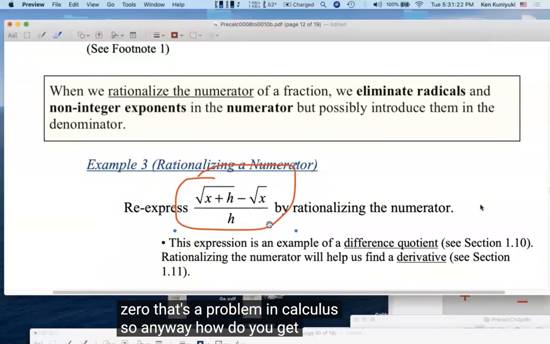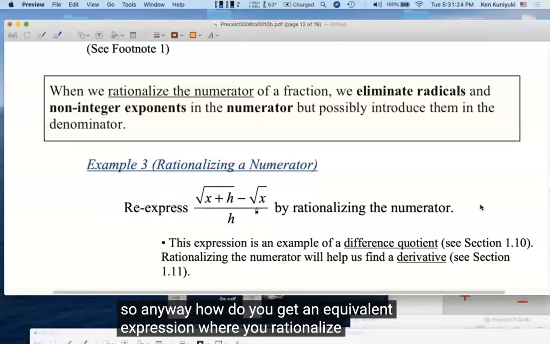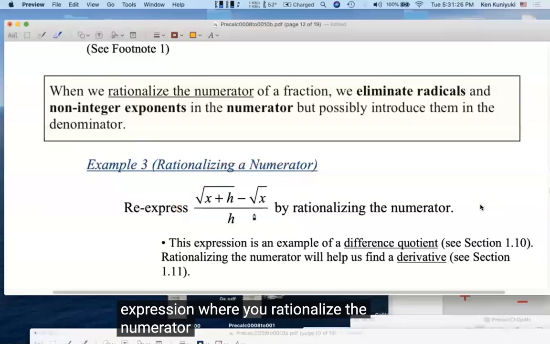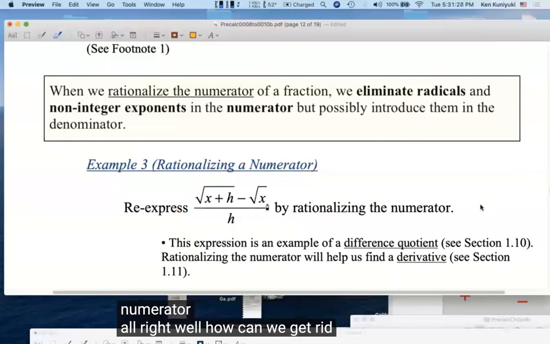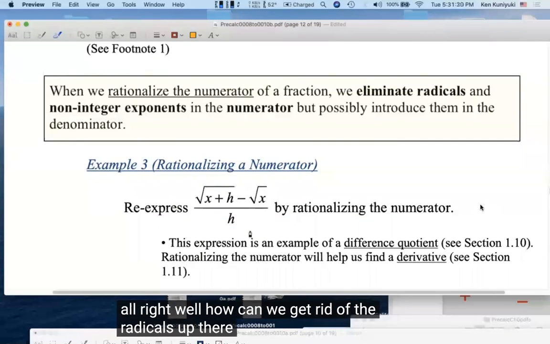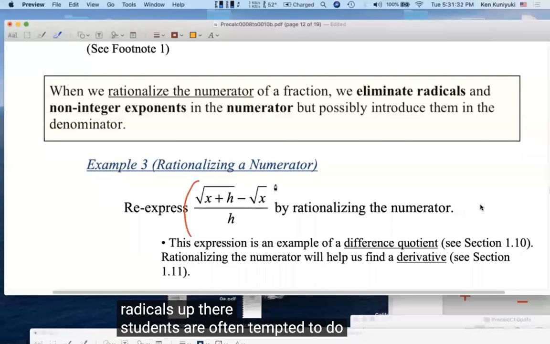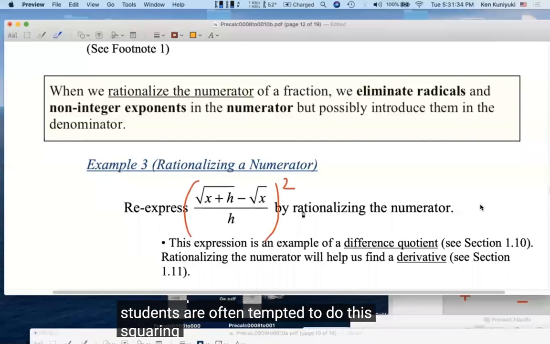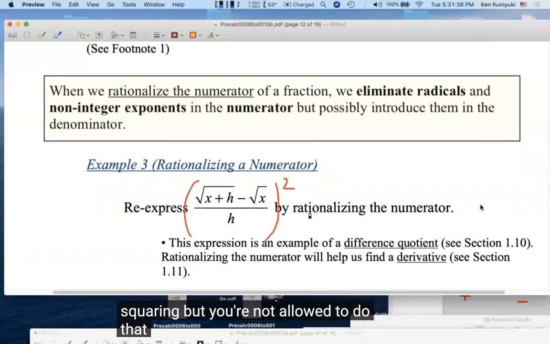So anyway, how do you get an equivalent expression where you rationalize the numerator? All right. Well, how can we get rid of the radicals up there? Students are often tempted to do this, squaring, but you're not allowed to do that.